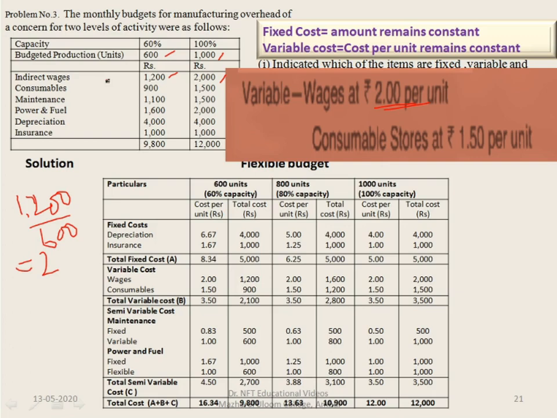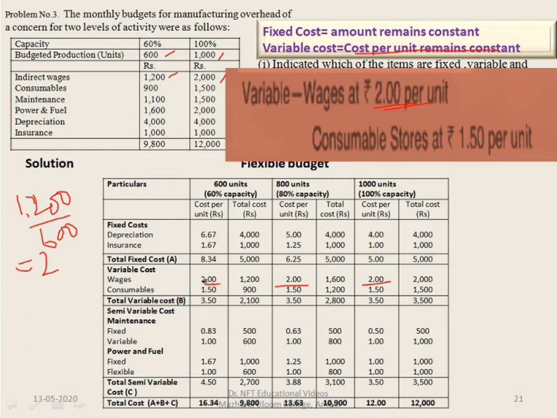In case of variable cost, per unit cost remains constant. So you write 2 rupees. 2 rupees is here for 600 units, 2 rupees is there for 800 units, and 2 rupees is here for 1000 units.